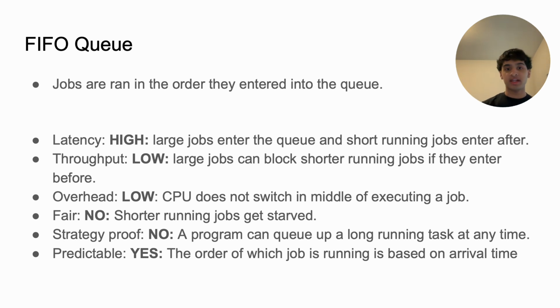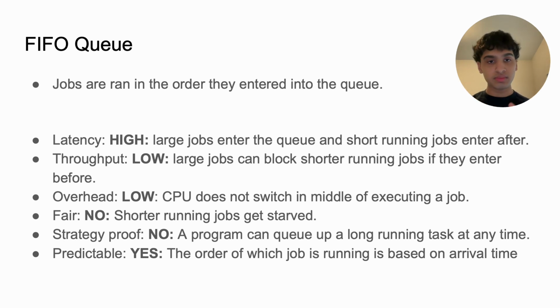But the overhead is pretty good. You have a low overhead, and some may say it's not very fair, but some may say it is fair in the fact that it's first come first serve, if you feel like that's a fair criteria. But if you're judging in terms of giving the CPU to all the jobs, it's not very fair. And then you have strategy proof, meaning that a program can queue up a job that takes a really long time, and it blocks all the other jobs behind it. So in that way, you can manipulate the scheduler to get your task finished and stall everyone else behind you.